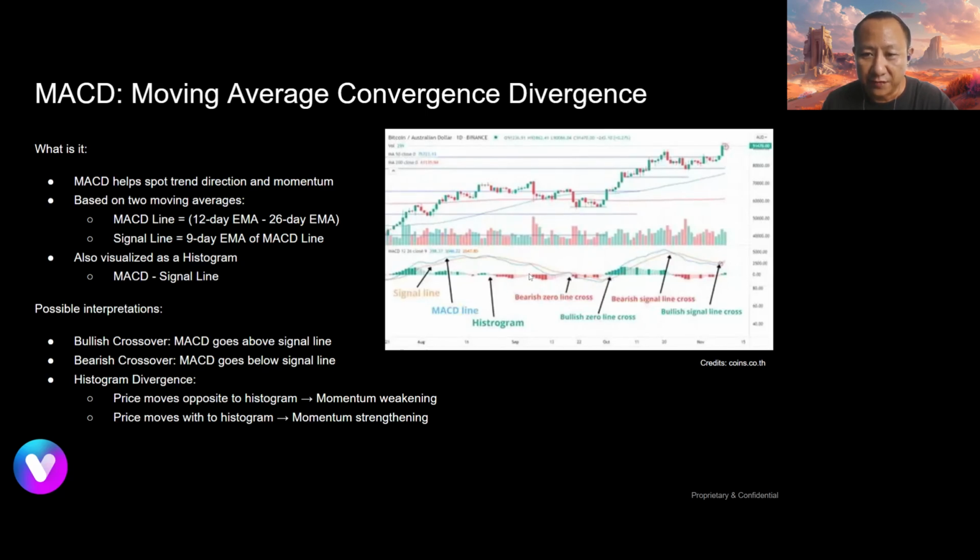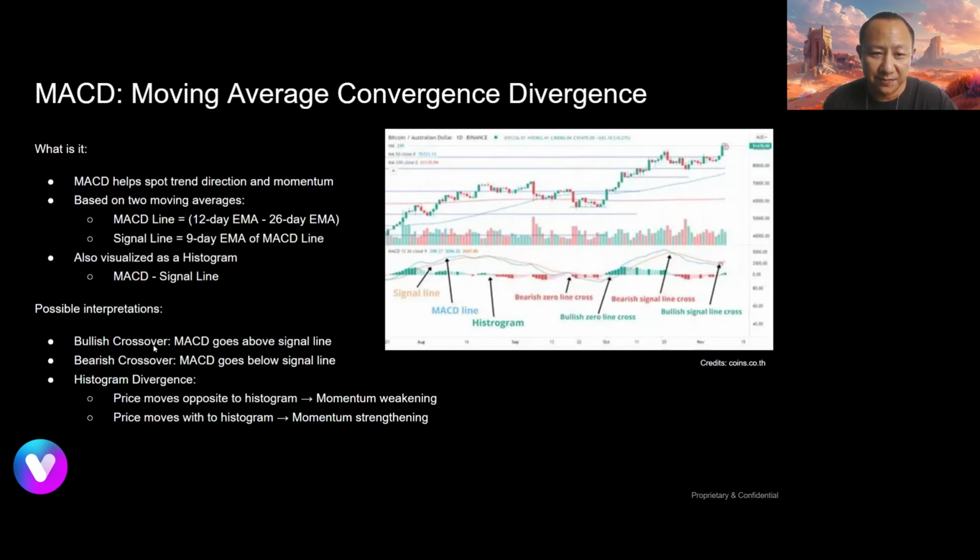All right, and conversely, when you see the price moving with the histogram, so you can see it here, where the price is going up and the histogram is also increasing, that means that momentum is strengthening. So it could be price going up, momentum going up, or price going down, momentum going down. Right. So that is a signal. When it moves together, it's a signal that the momentum is increasing. Right. That means, in this case, there are more sellers in the market. In this case, there are more buyers in the market, and they are buying more aggressively. Okay, so that's how to interpret the MACD.